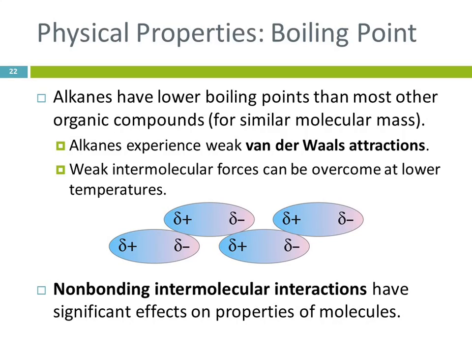Boiling point is another physical property that we're going to look at for each of these classes of compounds. Alkanes have lower boiling points than most other organic compounds for similar molecular mass. We're talking in generalizations here, and so we can compare two molecules that have a similar molecular mass. We can't compare a small molecule with a really, really big molecule and be able to predict anything about their relative boiling points. So alkanes are held together with van der Waals attractions.